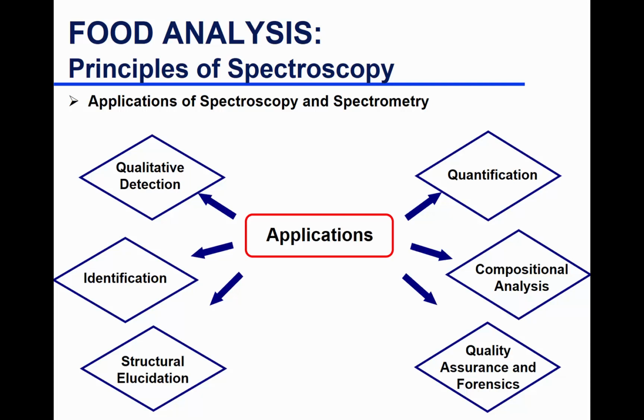For quality assurance and forensics, spectroscopy is often used to look for things in food that we don't know. So we use spectroscopy to identify the presence of foreign matter, to ensure quality of the product. And of course for structural elucidation, like FTIR, for example, NMR. FTIR is commonly used to determine structure based on the bonding of the different functional groups. So we'll talk about that when we cover IR in more detail.